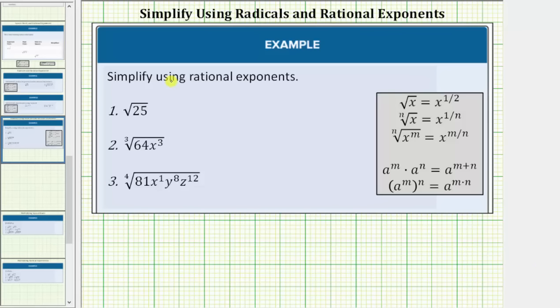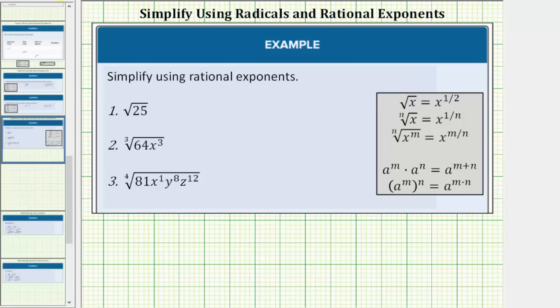We are asked to simplify using rational exponents. Number one, we have the square root of 25. Looking at our notes, we're given the square root of x equals x raised to the power of 1/2, and in general, the nth root of x equals x raised to the power of 1 over n. So in general, the denominator of the rational exponent indicates the index of the radical. For a square root, the index is actually 2.